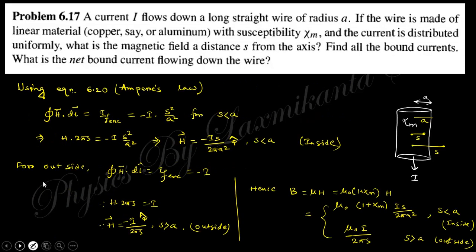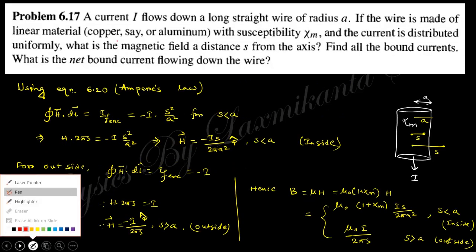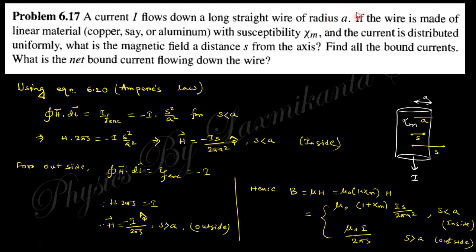Next question. A current I flows along a long straight wire of radius A. This is a long straight wire with radius A. If the wire is made of linear material, suppose copper or aluminum, whose susceptibility is chi m, and the current is distributed uniformly, find the magnetic field at a distance s from the axis, which can be inside or outside.